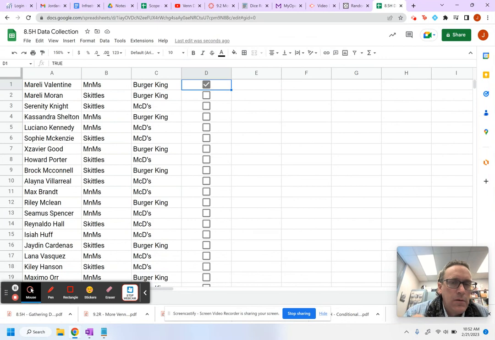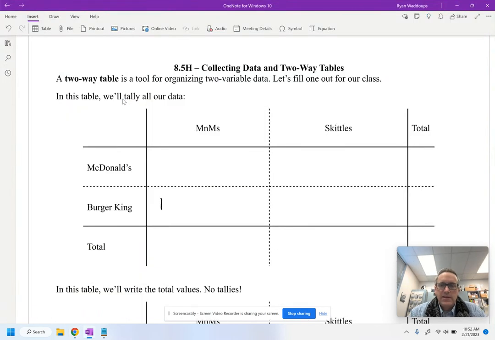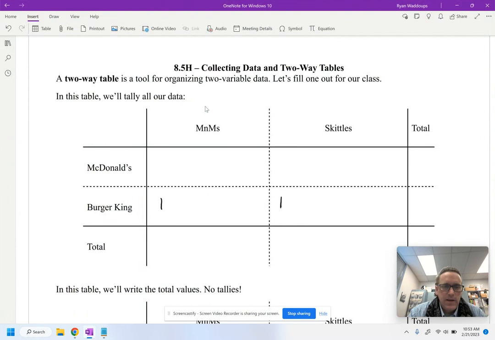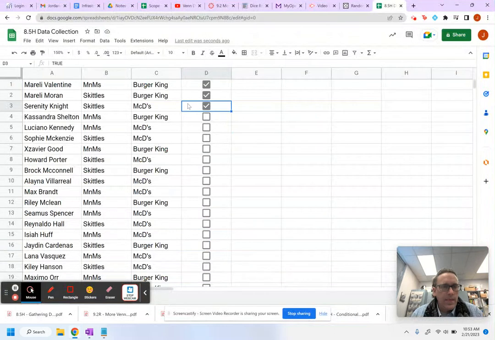Morelli Moran. I'll just keep track that I've got her data in here. Morelli Moran, Skittles and Burger King. So Skittles and Burger King, and I make a tally mark. And Serenity Night, Skittles and McDonald's. Skittles and McDonald's, and I make a tally mark. And I continue in this fashion, checking through all of them.